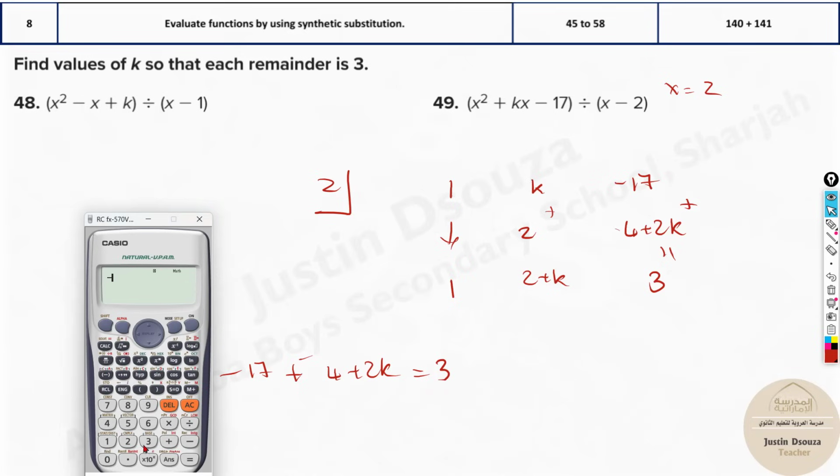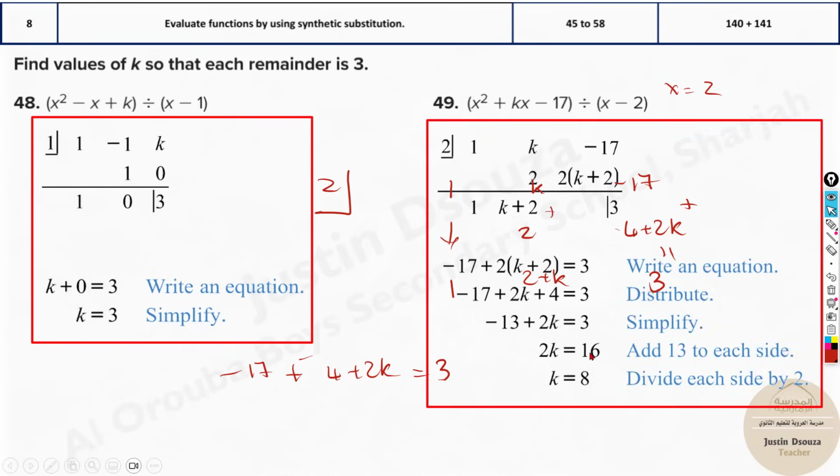Here all you need to do is press negative 17 plus 4, plus 4 plus variable written as alpha x, because we don't have a k symbol as a variable. 2x equals how much? It's 3. Shift and solve, then press equal to. The answer is 8. So the final answer must be 8. You can see over here the k value is 8.